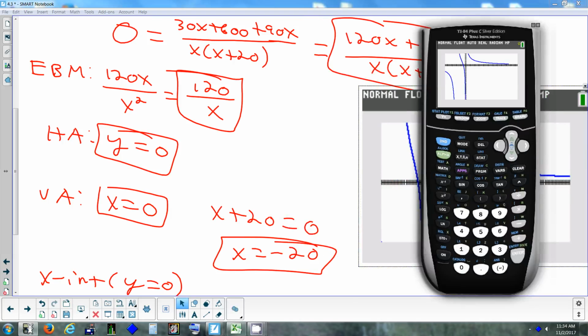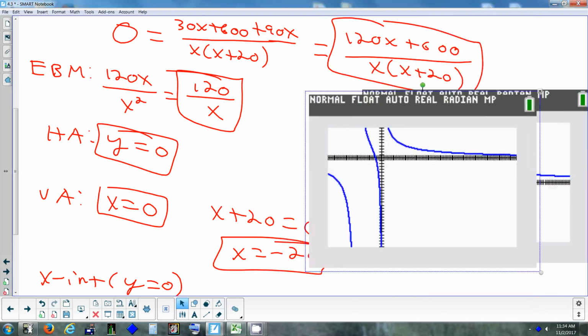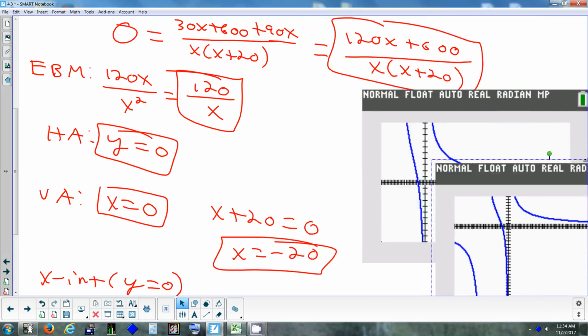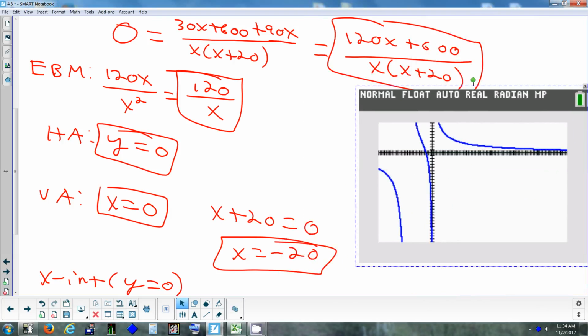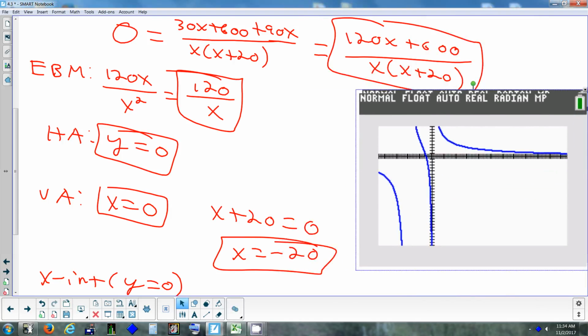All right, so by zooming out, I kind of made this other part look more squished. I can't see it as well. But now I can actually see there was a third part to this graph. All right, so there's your vertical asymptote at negative 20. Okay, and that's it. That's the graph. Questions on that?